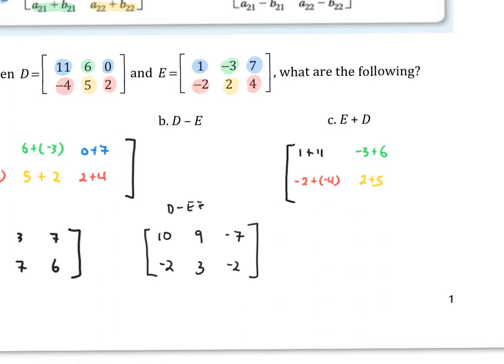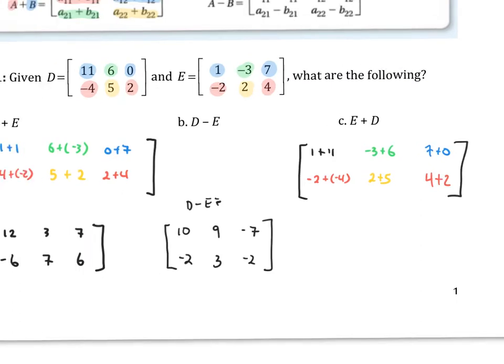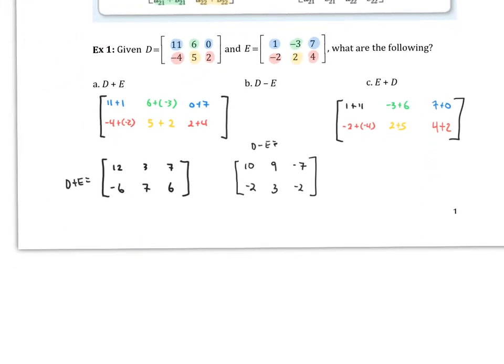Continuing on, we have a 7 plus a 0. And lastly, we have the 4 plus the 2. Now, many of you notice that in adding together, no matter which direction, 11 plus 1, 1 plus 11, we're still going to get the 12. And the same thing goes here. The negative 4 plus a negative 2 is the same as negative 2 plus a negative 4.